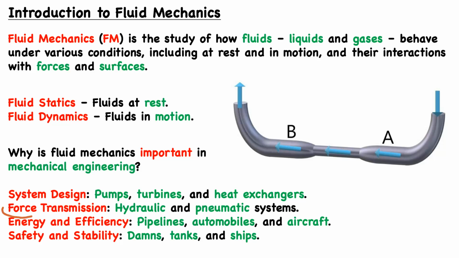Then we have force transmission. So namely, this includes hydraulic and pneumatic systems, which we'll talk more about in this lesson series. Then we have energy and efficiency. So for example, if we are talking about an aircraft which relies on fluid dynamics, remember fluids include both liquids and gases, well, it relies on a sophisticated aerodynamical understanding of how air surrounds and goes over the wing in order to get lift. So the more efficient that this can be understood and implemented into an aircraft, well, the more energy efficient that aircraft will be.